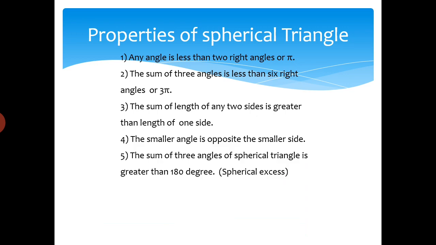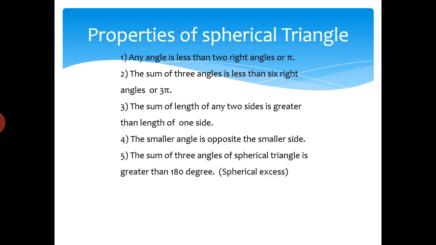We know this property of the normal triangle, that the summation of all three angles is equal to 180 degrees, right? In such a way there are different properties of the spherical triangle. Its first property is that any angle is less than two right angles. That is, if you take any angle, as in the previous figure angle ABC, if you take angle B, the value of angle B should be less than 180 degrees.